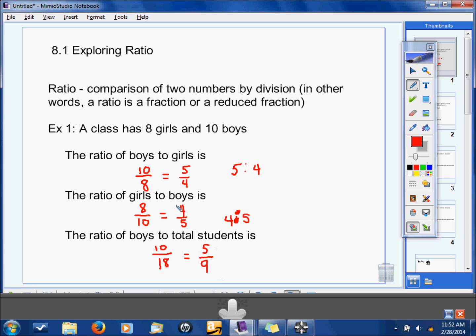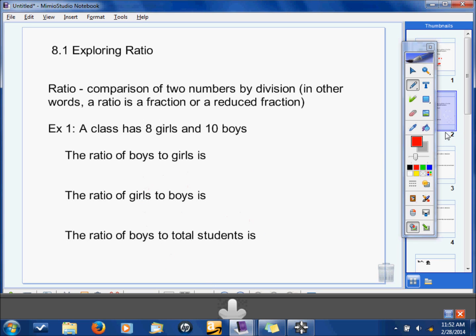We could say for every 4 girls, there's 5 boys. So the sentences would sound a little bit different depending on what the original question says. Okay, so the ratio of boys to total, 10 to 18, so it reduces to 5 ninths.